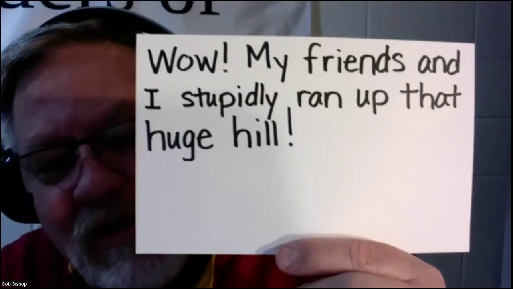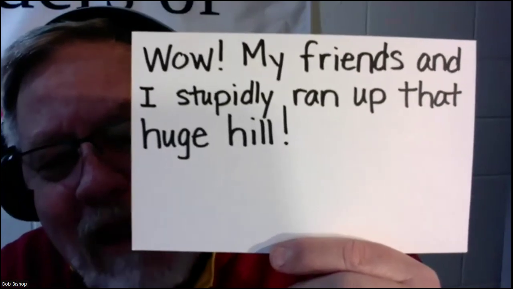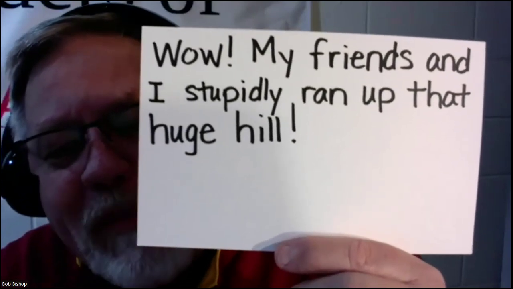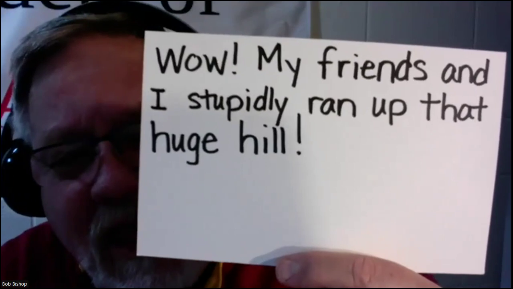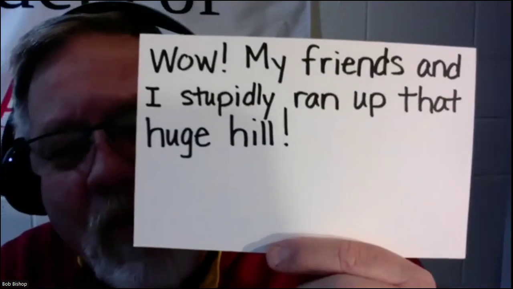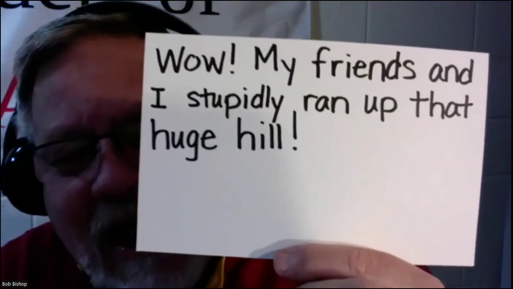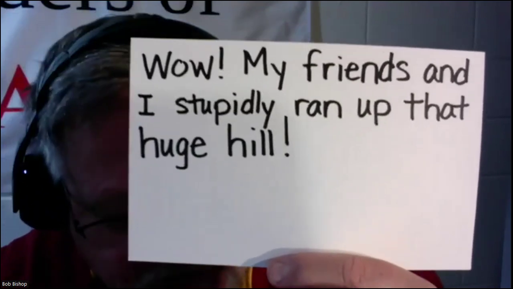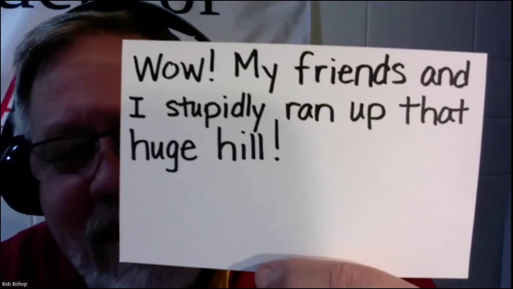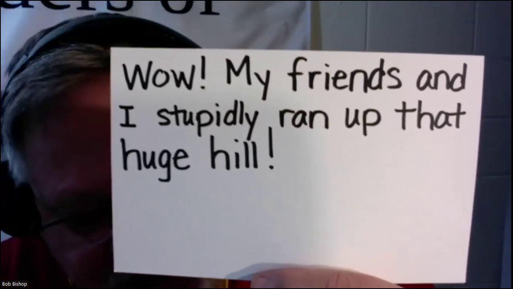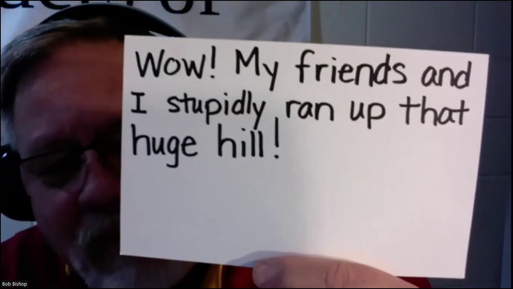It says, wow, my friends and I stupidly, and that's not a very good word to use, stupidly ran up that huge hill. Wow. My friends and I stupidly ran up that huge hill. Now, who can tell me what the nouns in this sentence are? What are the nouns?